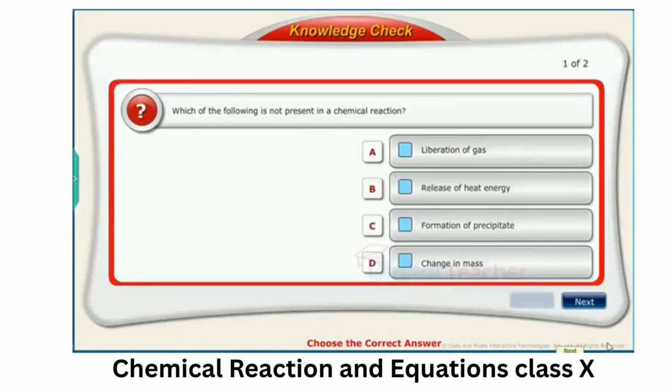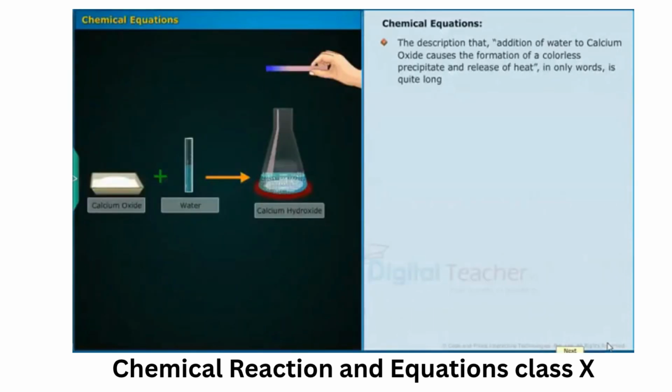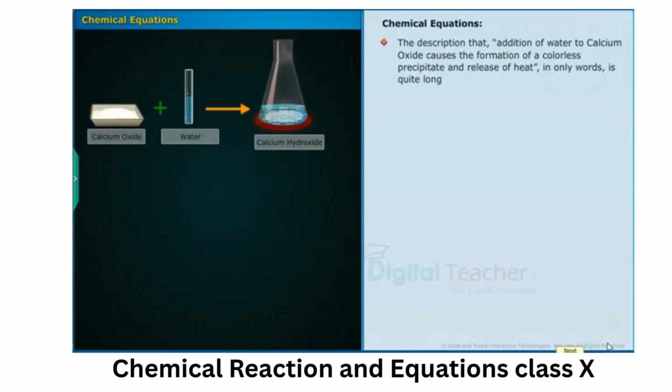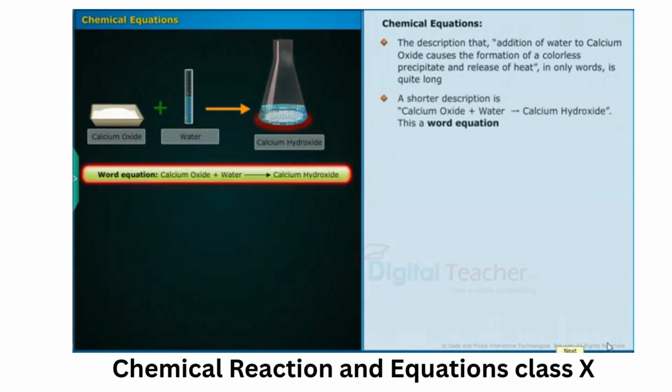Knowledge check. The description that addition of water to calcium oxide causes the formation of a colorless precipitate and release of heat, in only words, is quite long. A short description is: calcium oxide plus water gives calcium hydroxide. This is a word equation.